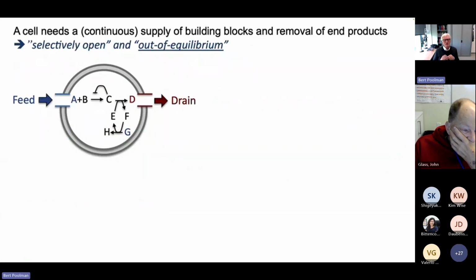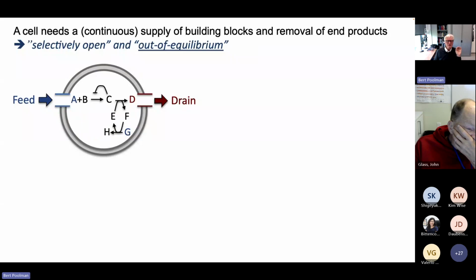And so a hallmark of life is that cells are selectively open and they operate out of equilibrium. And this is schematically shown here by this reaction network in a minimal cell, where there is a continuous feed of substrates and drain of products that allow the reactions to proceed. And it's these type of systems that we are trying to design.